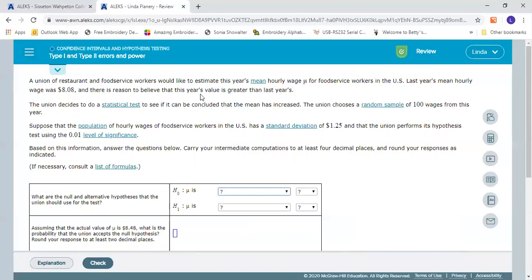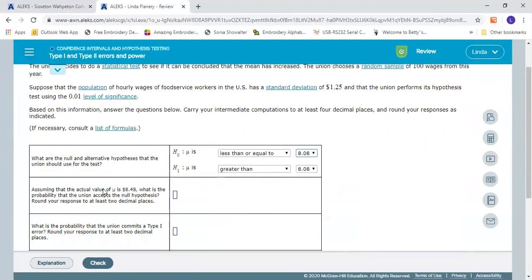The reason to believe that this year's value is greater, since it's the claim of greater, that's going to go in my alternative hypothesis, greater than $8.08. Which means my null is less than or equal to $8.08, which means we're going to do a right-tailed test.